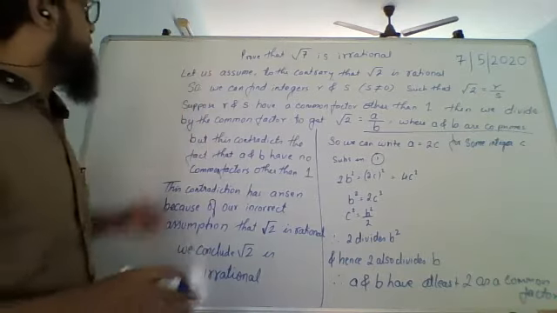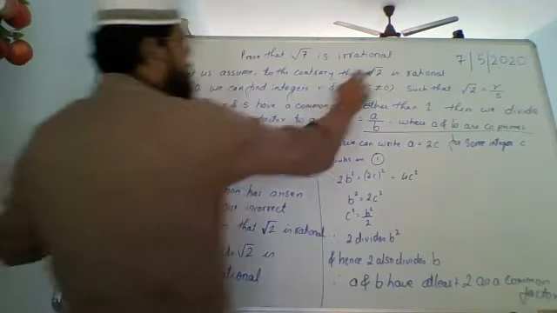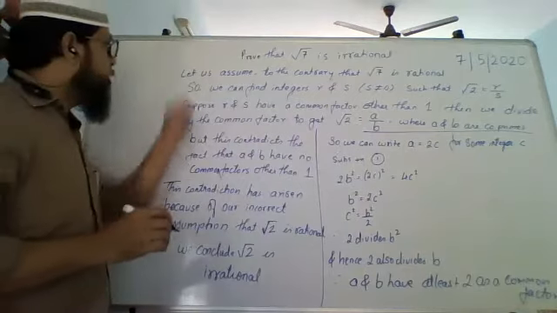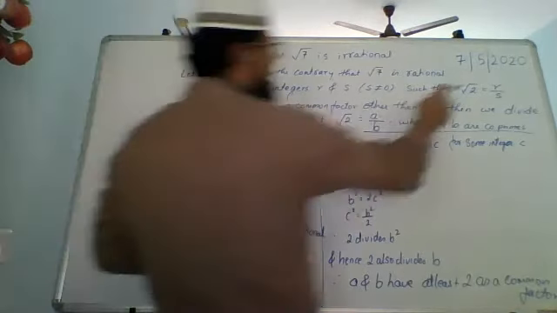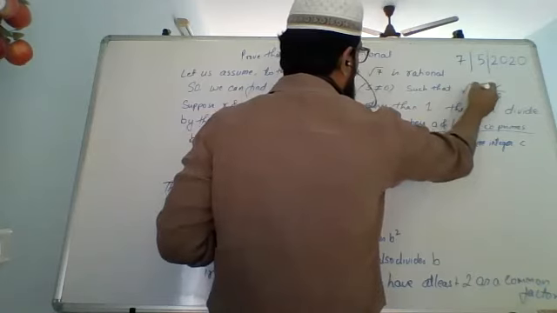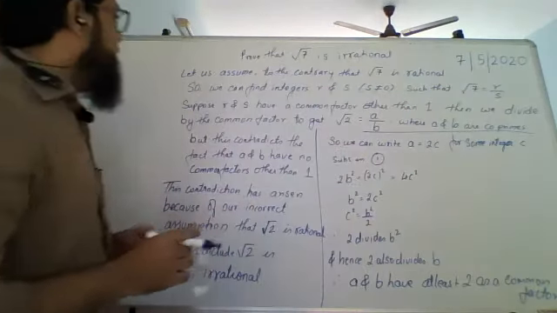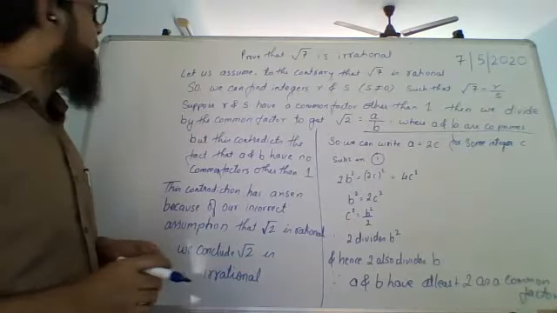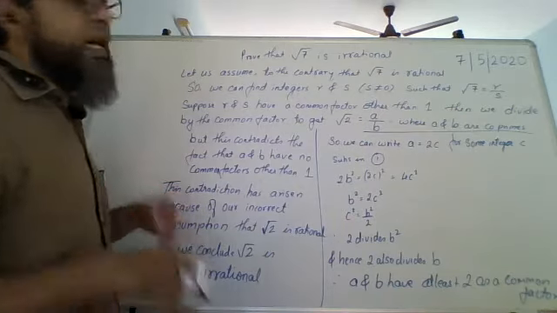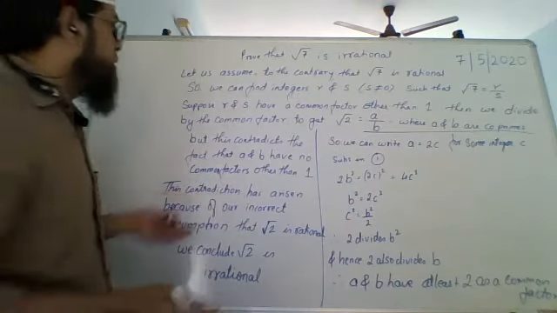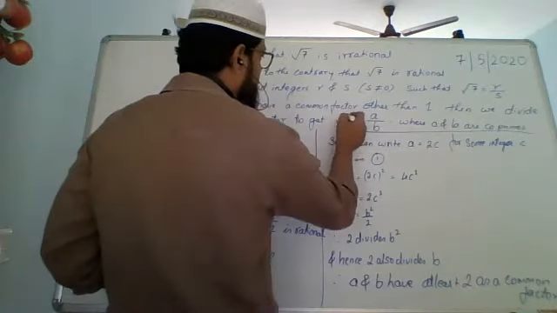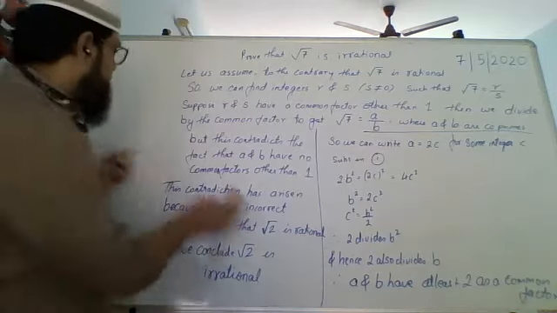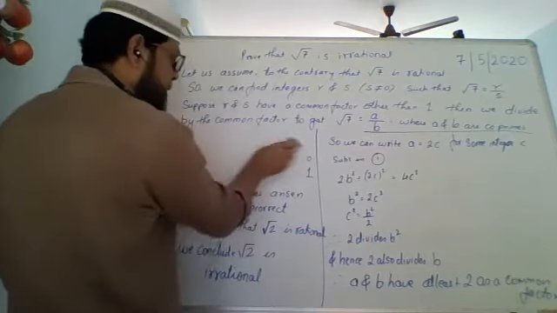Prove that root 7 is irrational. Let us assume to the contrary that root 7 is rational. So we can find integers r and s, s not equal to 0, such that root 7 equals r upon s. Suppose r and s have a common factor other than 1. We divide by that factor to get root 7 equals a upon b, where a and b are co-primes.